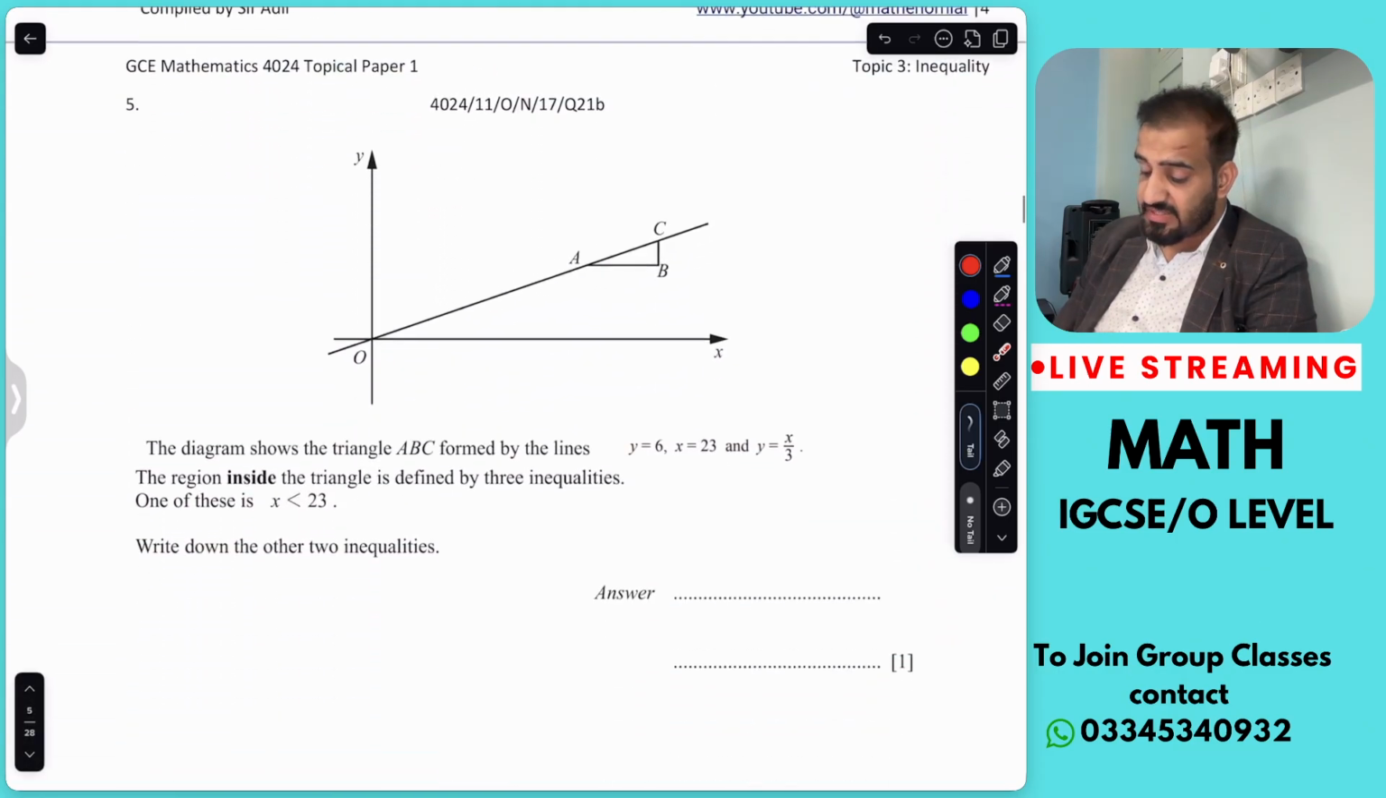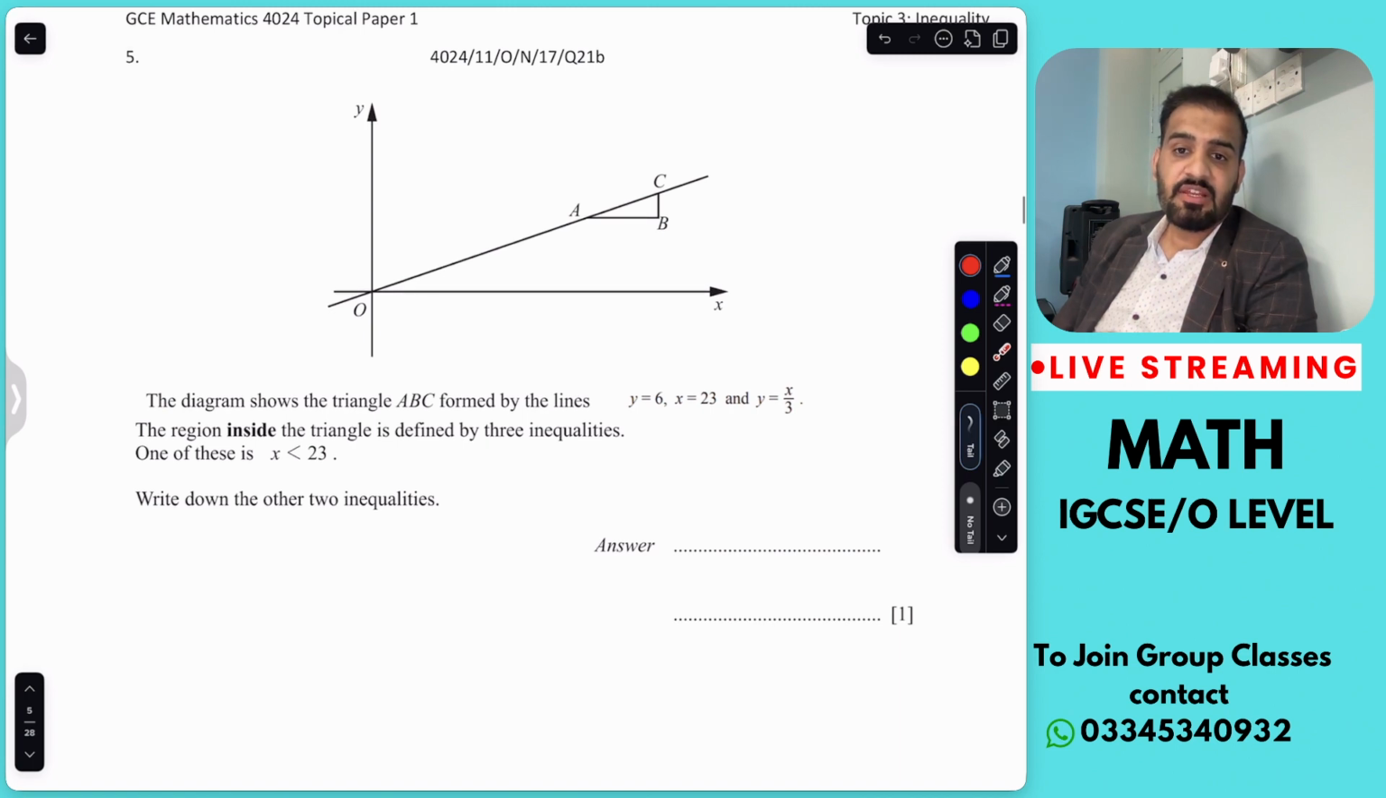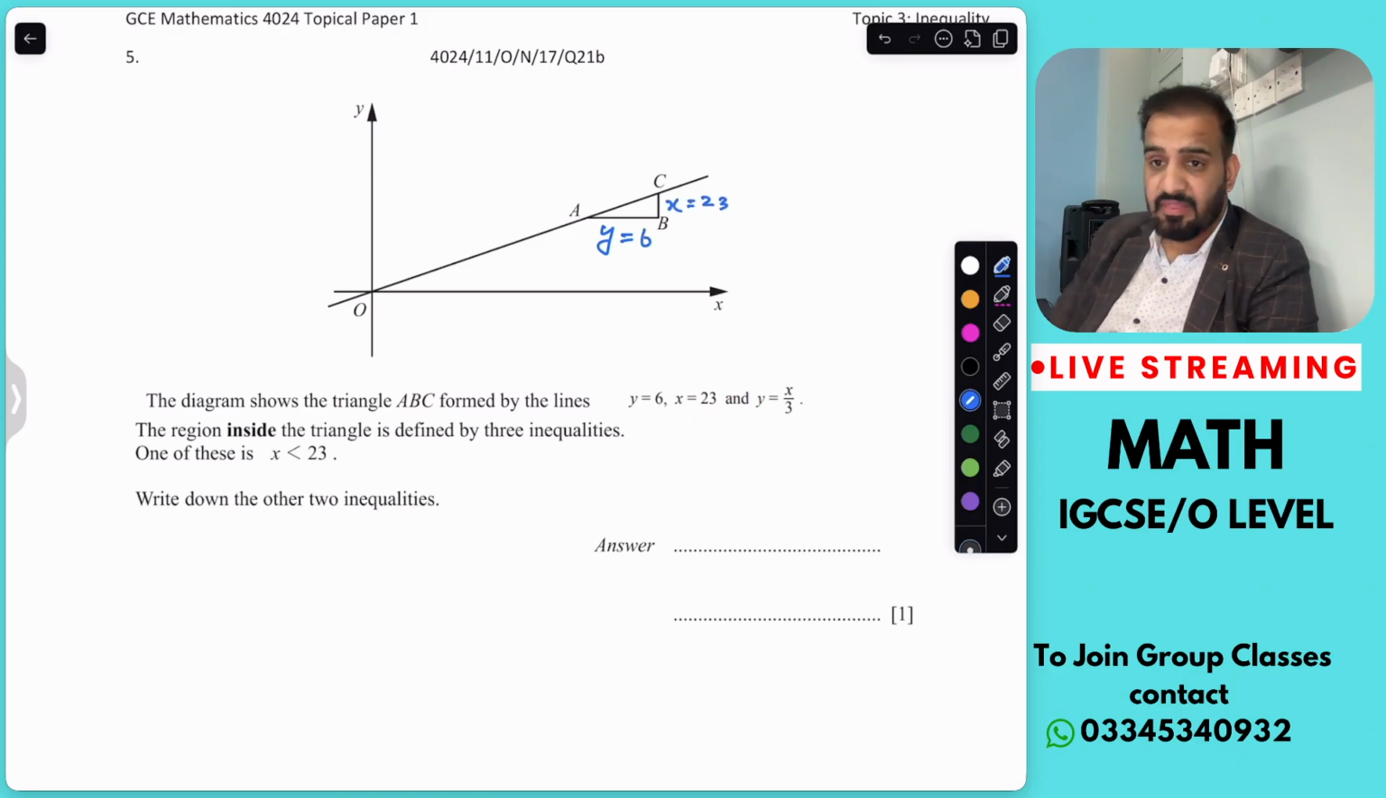Moving on to question 5. It's a wonderful question. The diagram shows the triangle ABC formed by these lines. Y is equal to 6 means this line. X equal to 23 means this line. So this horizontal line is, I will write y is equal to 6. This vertical line is x is equals to 23. That small line. And the other line is y is equals to x over 3. Okay, that's it.